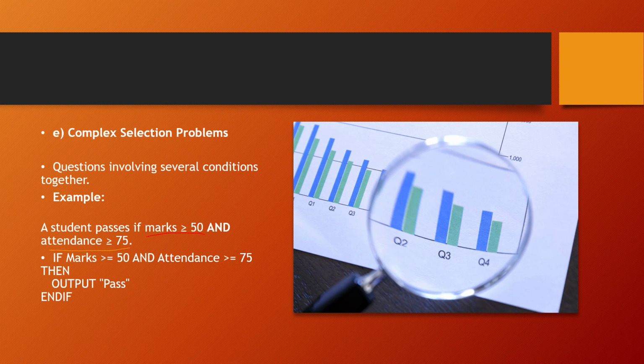And since we know that until both of these conditions are true, we cannot proceed to promoting the student, that means we will use the AND operator. We are going to check both of these: marks greater than or equal to 50 and attendance greater than or equal to 75, then output pass. That means the student would be termed as promoted.